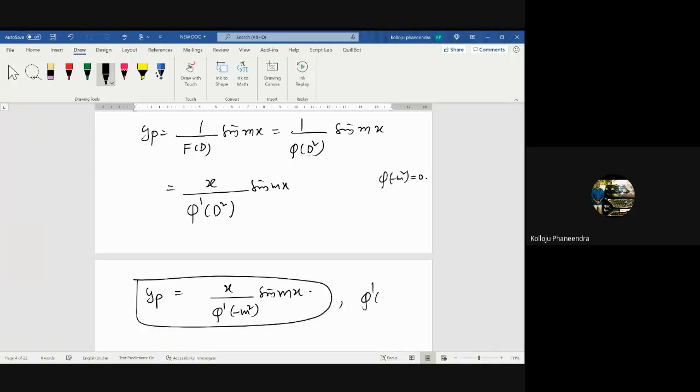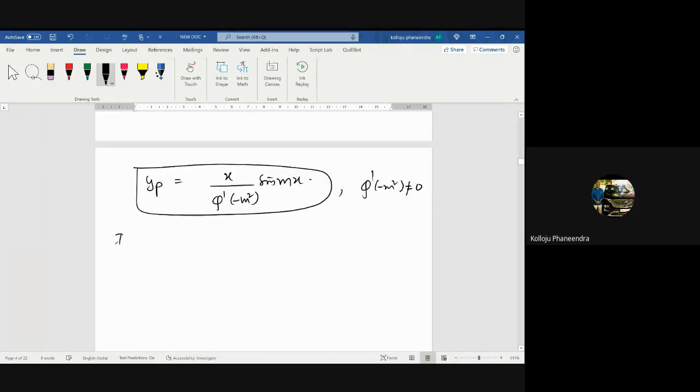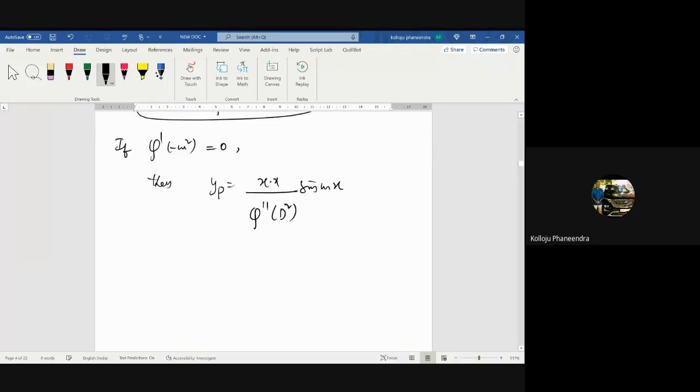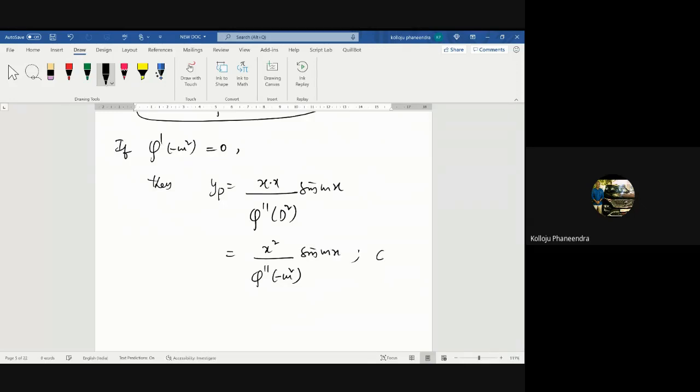This is yp, where phi dash of minus m square is not equal to 0. Again, continuation. If phi dash of minus m square equals 0, then yp equals what? Put one more x and take the double derivative of phi of d square sine mx. Now again, this is x square by; replace d square by minus m square in this double derivative, such that phi double dash of minus m square is not equal to 0. This is yp. Proceed in this manner.